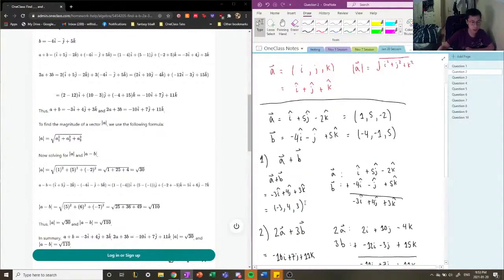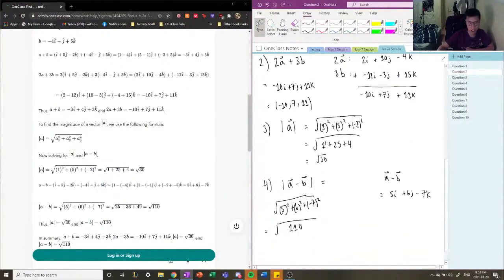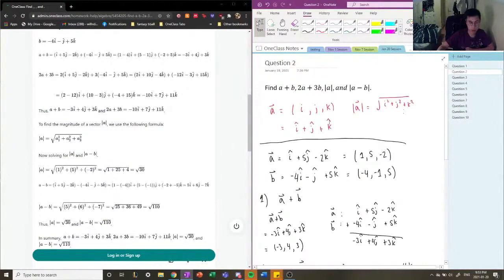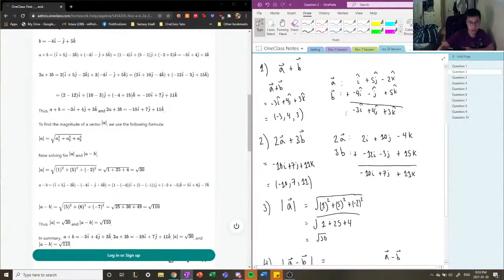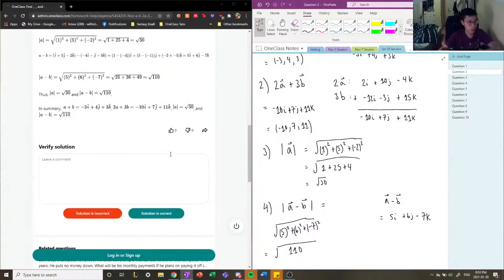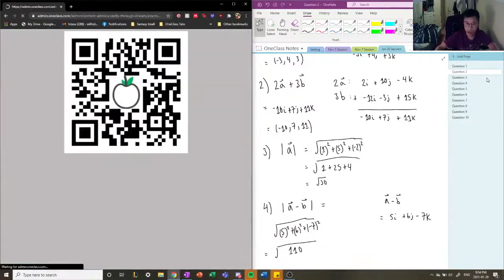So this is how you do some of the vector calculations. It doesn't really account for the dot product or anything like that, but other than that, these solutions are correct. Nice. Okay, moving on.